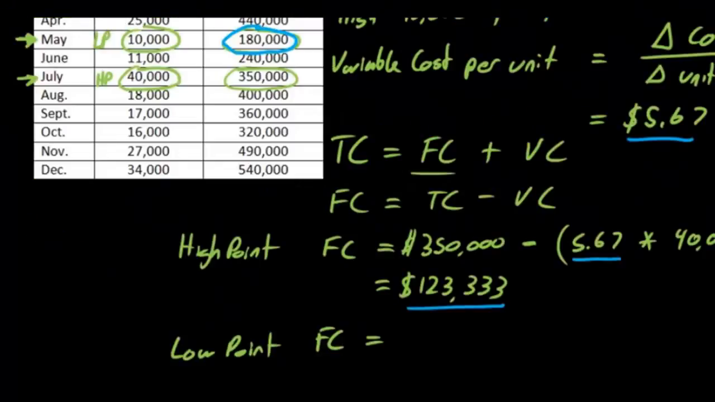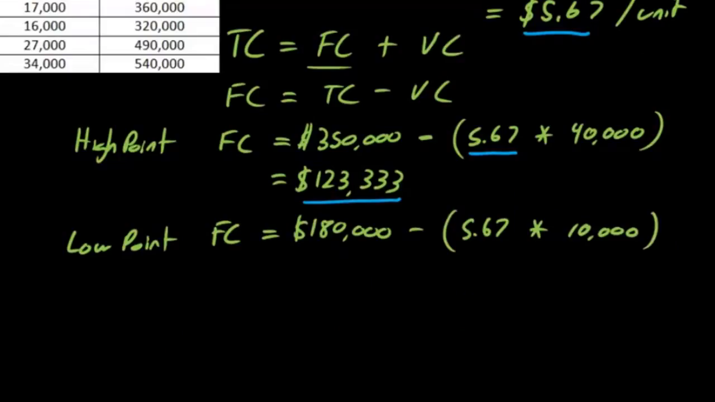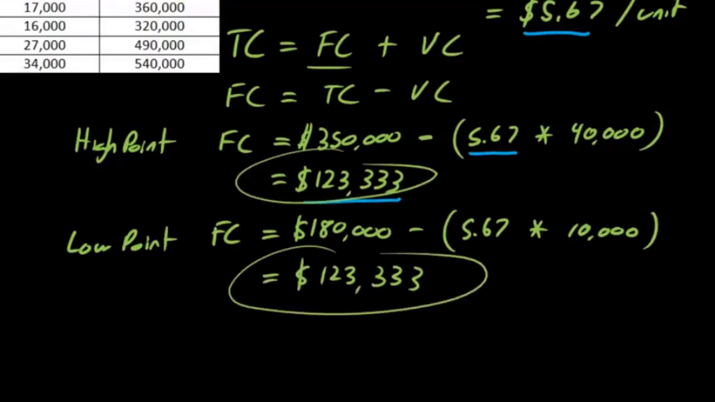Our fixed cost will equal, for our low point, our total cost, which was $180,000. So $180,000, we shall mark it over here. And then take out the variable cost, which would still be 5.67 times, for our low point, 10,000 units right here. So 5.67 times 10,000. And if you work the math out, you will get $123,333. So the same thing that we got when we used the high point. Fixed cost stays the same basically.